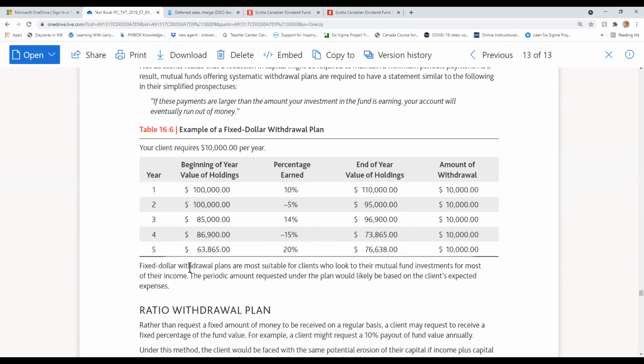Okay, so for the 5th year, it's going to be 20% of the 63,865, right? Yes, 20% of this is added because it's increased. And then you minus the 10,000, and that's going to come the next year. So here it'd be 66,638 in the 6th year starting amount, right?